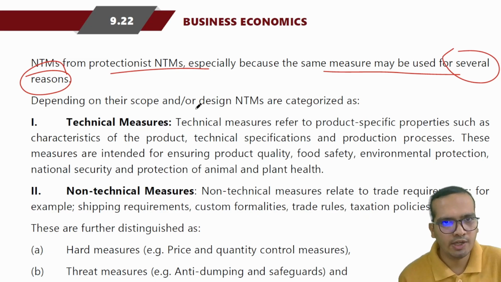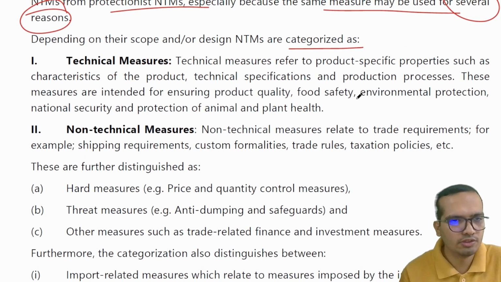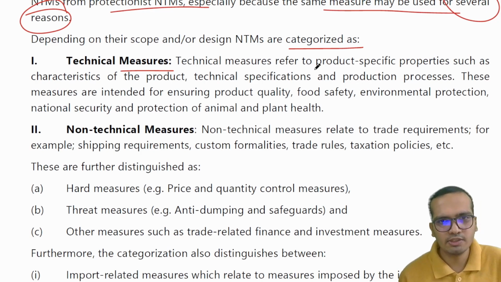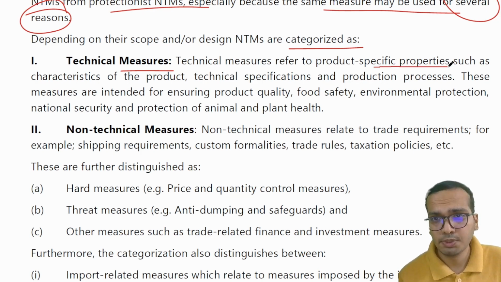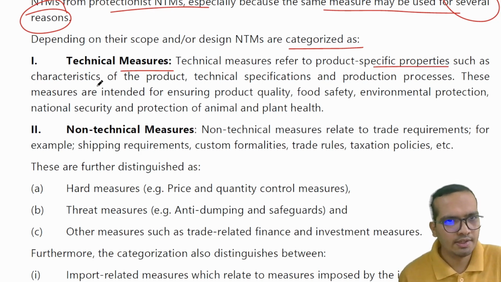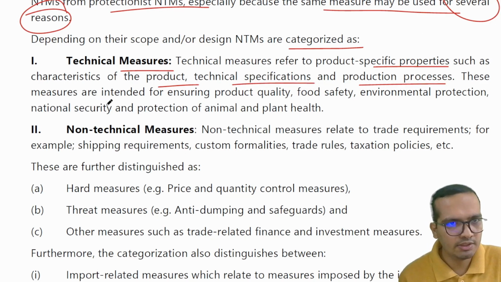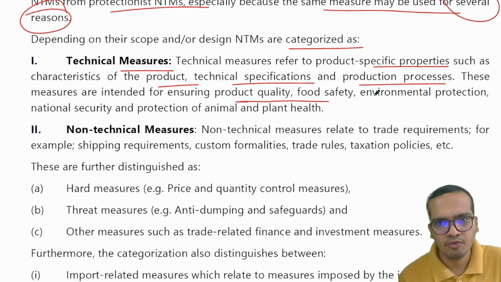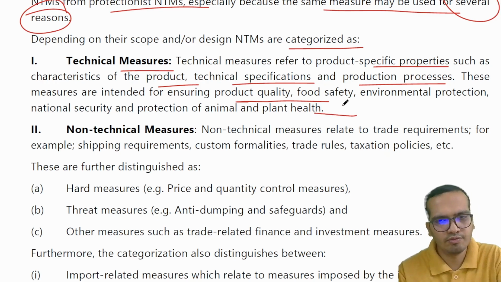Depending on their scope and or design, NTMs are categorized as: first, technical measures. Technical measures refer to product specific properties such as characteristics of the product, technical specification, and production process. The measures are intended for ensuring product quality, food safety, environment protection, national security, and protection of animal and human health.